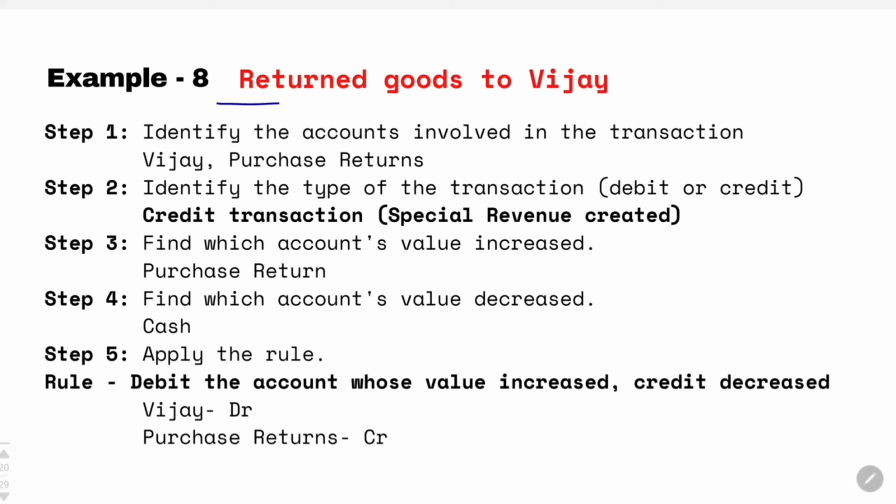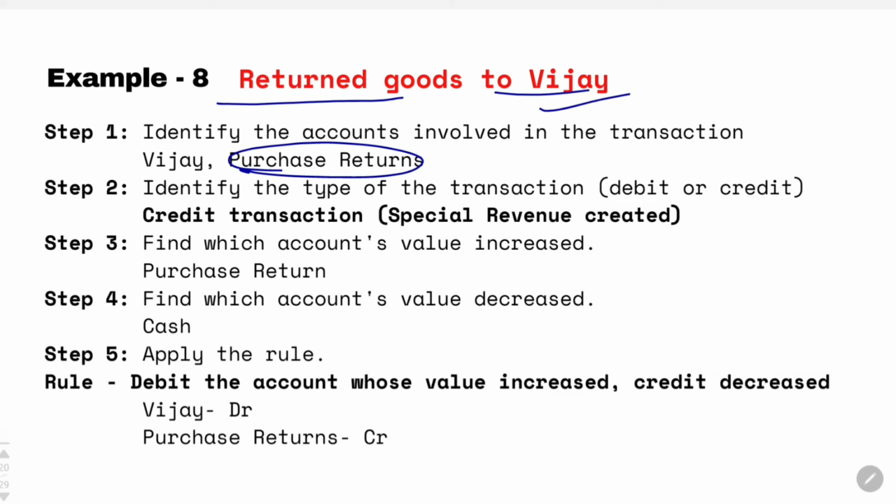Okay, now return goods to Vijay. I bought something from Vijay. Now I'm returning it. That is, in a way, I had an expense, but that expense is now a little less, right? So you can think of it as a special kind of revenue that is created. It's not a revenue. Whatever I had given, now I'm getting a portion back of it because I'm returning the goods. Okay, so two accounts. One is Vijay, the other is purchases returns account.